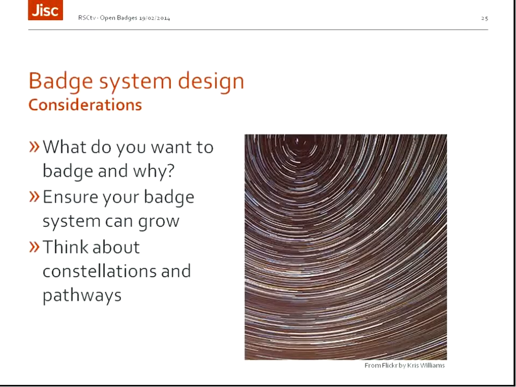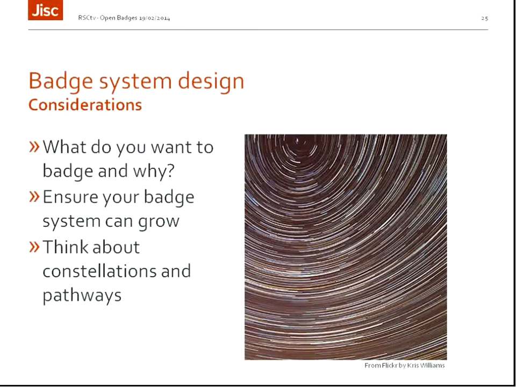So if we break those down into three areas, the badge system design considerations include things like what do you want to badge and why, thinking about the flexibility of your badge system, so that if you are beginning to badge, perhaps beginning to cluster badge types together so that you begin to develop badge series. We tend to use the term constellations, so that's groups of related badges, but also potentially badge pathways, where you might move from one badge to another badge, and once you have built up a range of badges, then you might get a final badge.